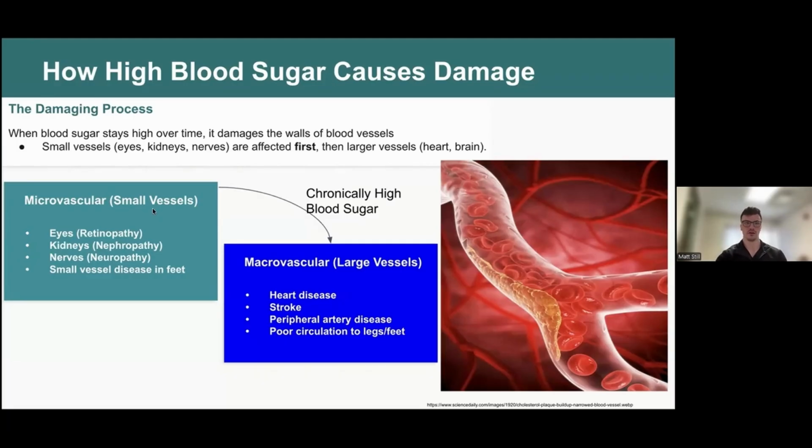And from here, you can get issues with the small vessels in your eye and your kidneys and your nerves. They commonly will present with issues earlier. And then as the diabetes stays chronic and you get this chronically high blood sugar, the small vessels that are already affected also lead to larger vessels being affected as more and more of the sugar and plaque gets deposited in your vessels. And that's where we can see things like heart disease, stroke, peripheral vascular disease, things like that.